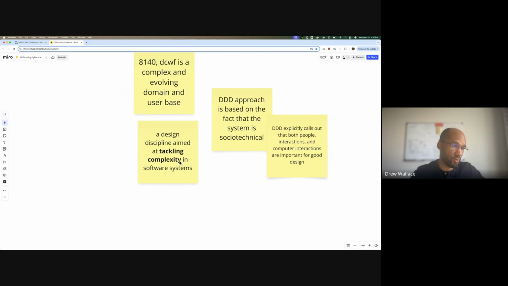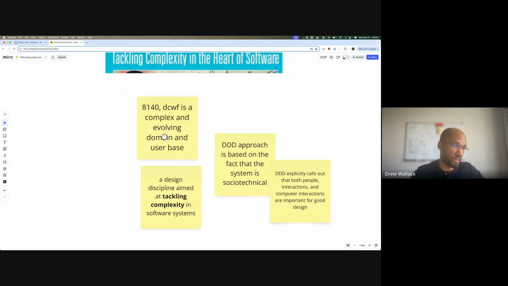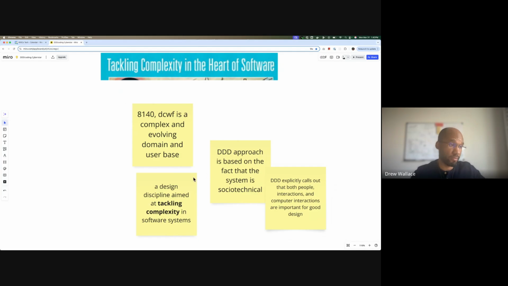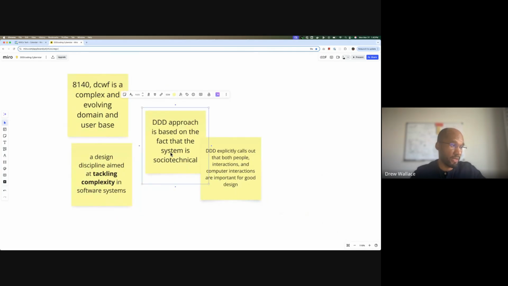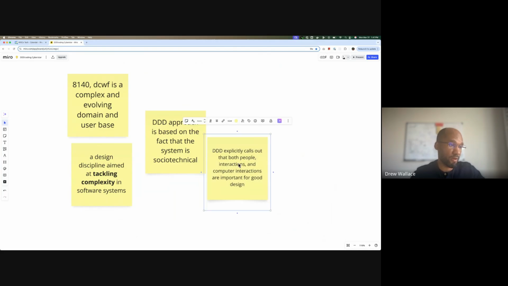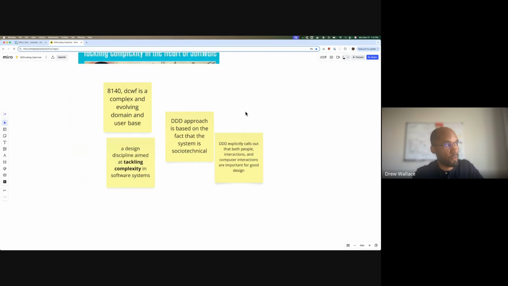DDD is also aimed at tackling complexity and evolving complexity. And it's also based on the fact that the system is socio-technical, to use a big word, but all that means is people interactions and computer interactions are both important for good design. And it's emphasized in the book, so that's why I'm being repetitive with this, but it's one of the major components of the methodology, collaboration.